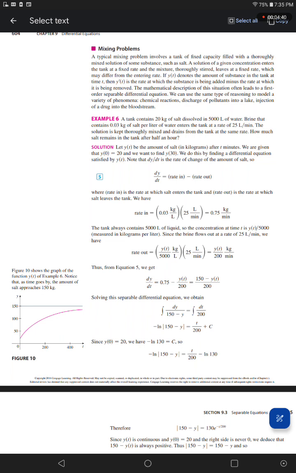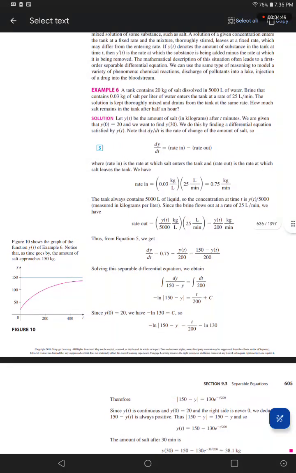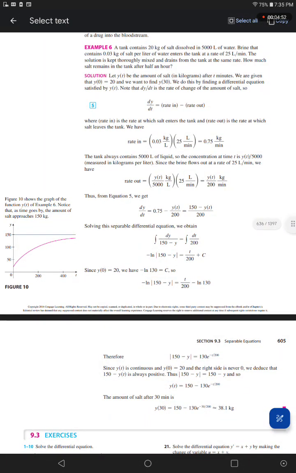Since y of 0 equals 20, we have the negative natural log of 130 equals C. So the negative natural log of the absolute value of 150 minus y equals t over 200 minus the natural log of 130. Therefore, the absolute value of 150 minus y equals 130 e to the power negative t over 200.